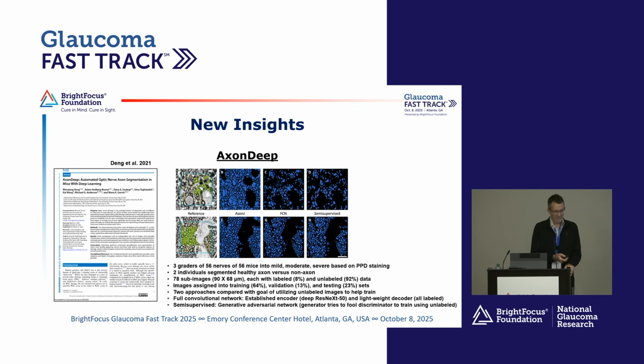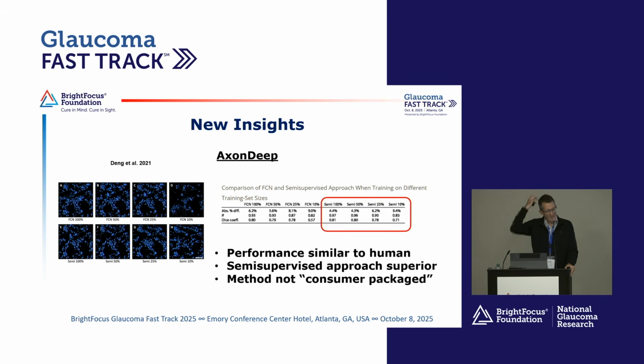And what we found, shown here, we compared it to a full convolutional network, traditional, you circle every single one that you want to count. And we compared it to this semi-supervised approach with adversarial networks. And what you can see circled in red is by using 50% or 25% of the data, we were able to get almost equal performance.